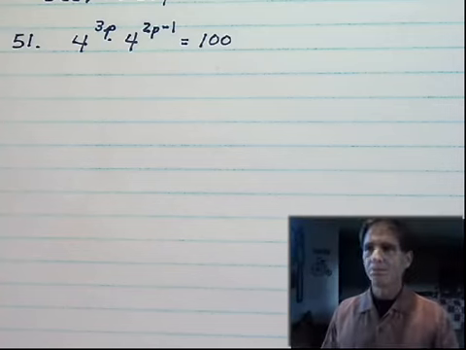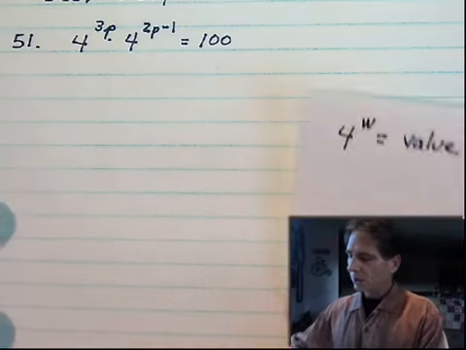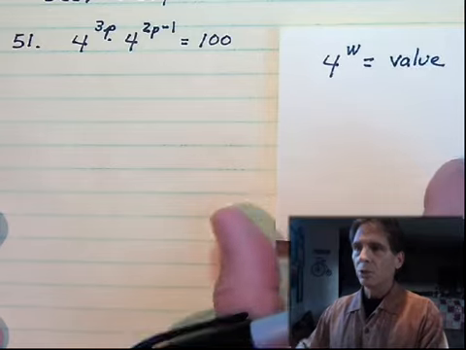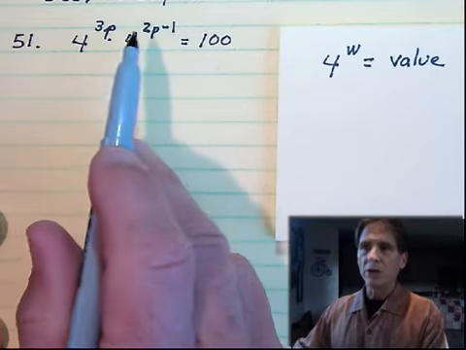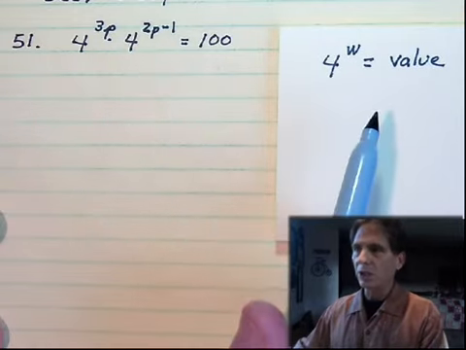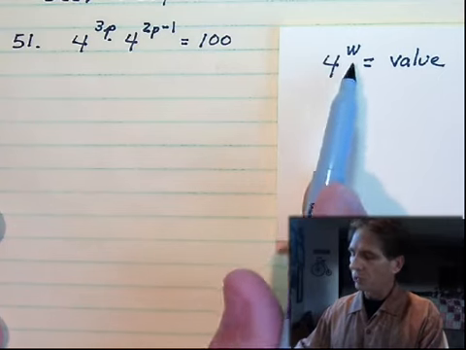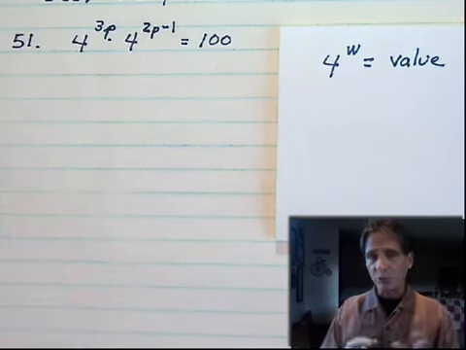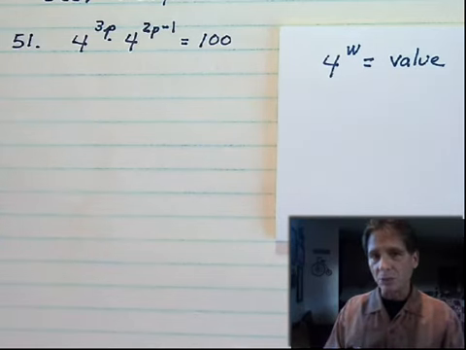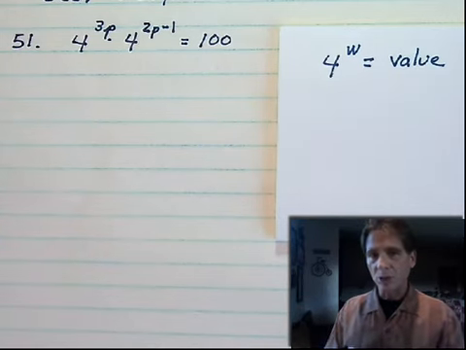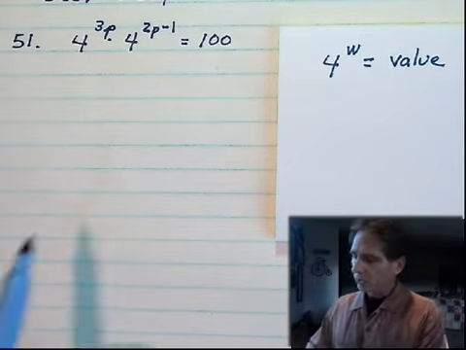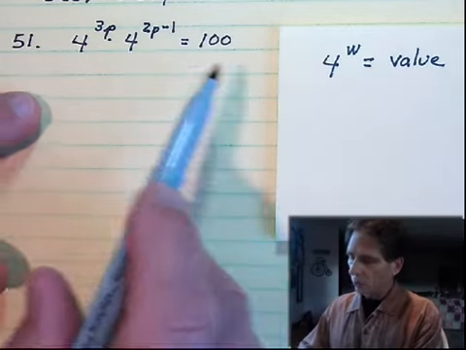Problem 51. There's the problem. Just to remind you, whenever we are looking for a variable in an exponent, we need to get it down to the form of a base raised to a power equals a value. And then from there we proceed by taking the log of both sides, using the power property, and solving. So step one is to get in this form.